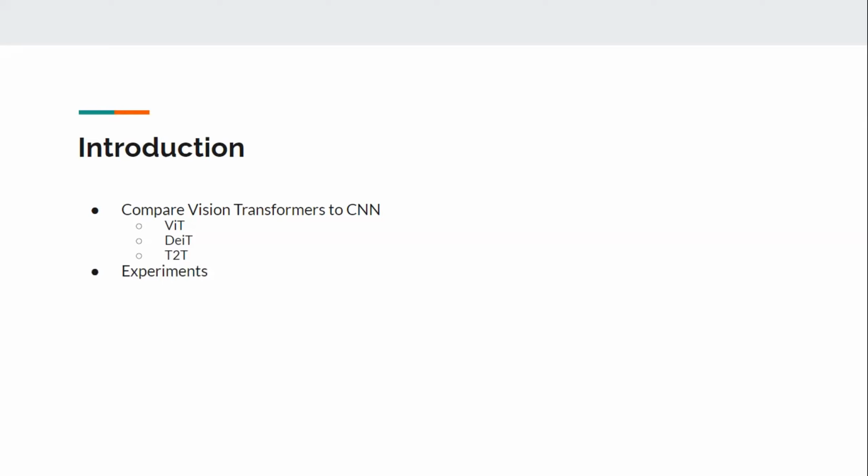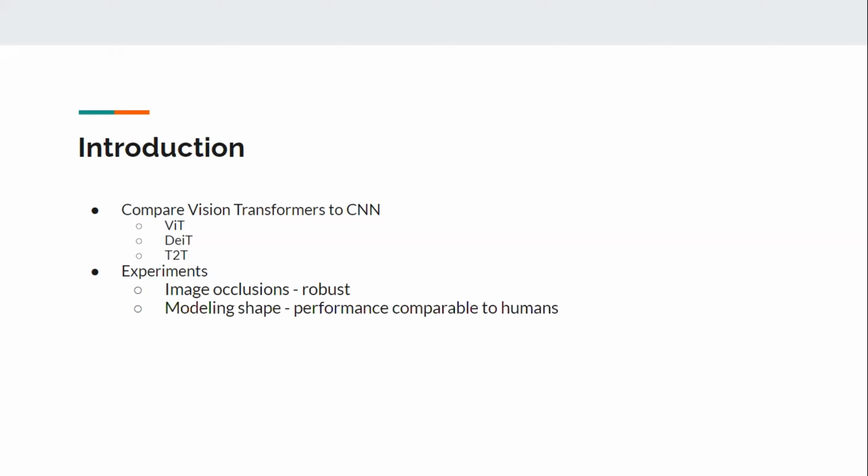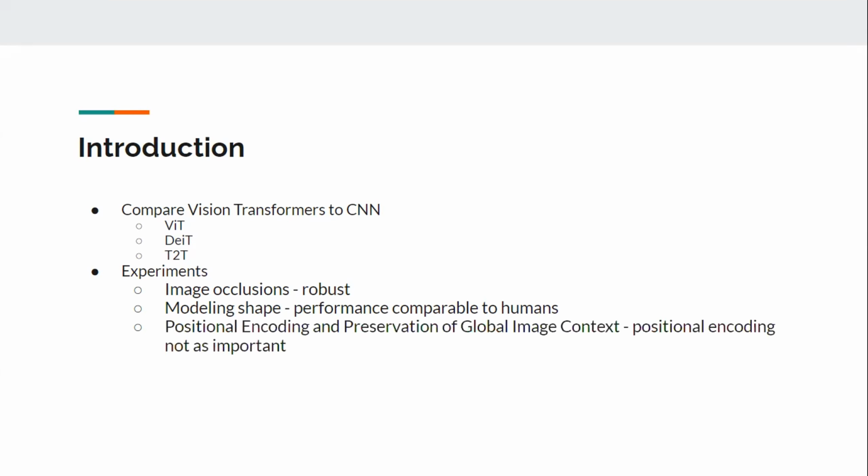The first was image occlusions, and they found that the transformer models were more robust against these occlusions. Next was their ability to model shape, that is, to correctly classify an image based on shape rather than texture. And in some instances, they found the performance of the transformer model was comparable to humans.